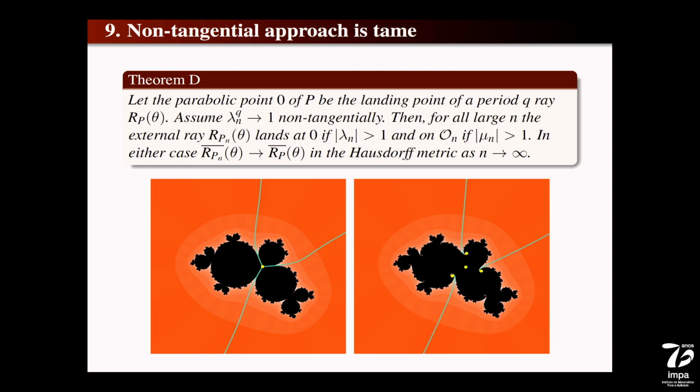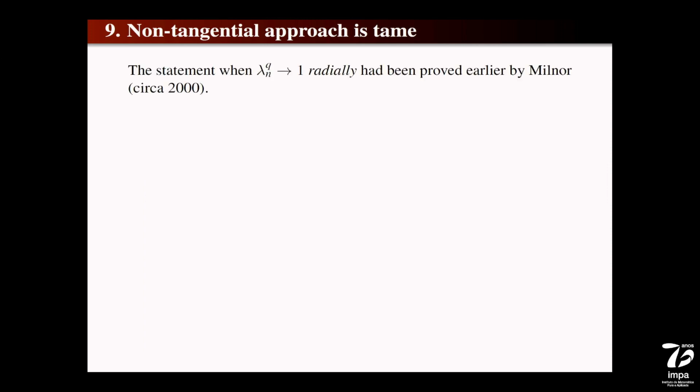And this is the case where the origin is attracting and you have the nearby 3 cycle repelling, so you have exactly the same behavior of landing tamely. The case where the qth power of the multiplier goes to 1 radially had been proved by Milnor in his paper on the combinatorial study of the Mandelbrot set. So this is a generalization of that statement.